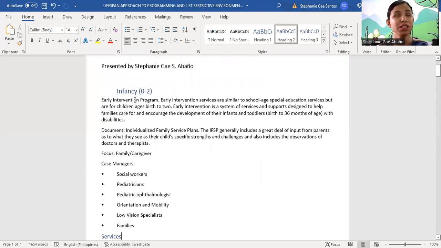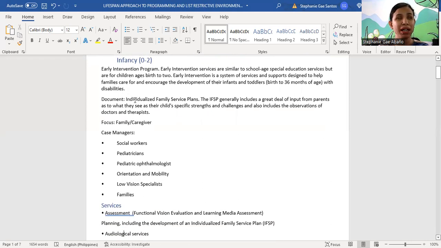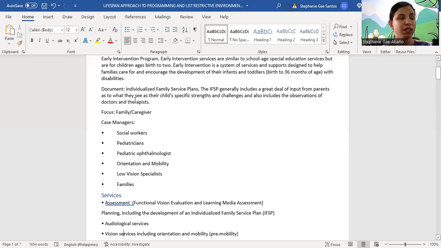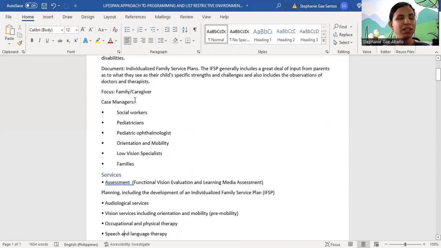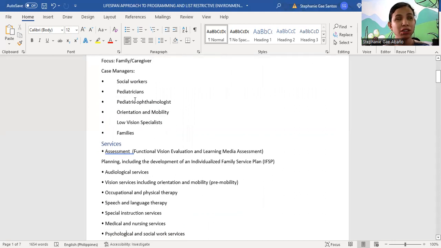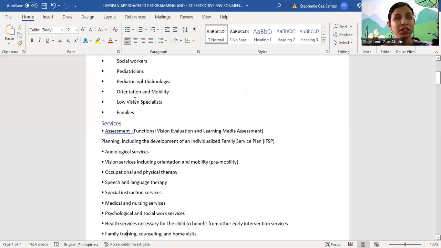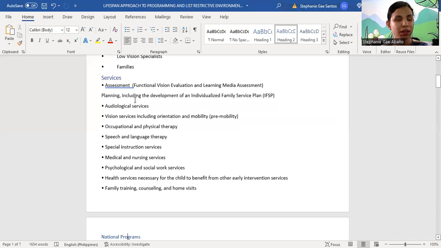What are the services related to this particular program? We have assessments, containing functional vision evaluation and learning media assessment. We also have the planning and development of the IFSP, and audiological services. We have vision services, including orientation and mobility, and occupational and physical therapy if necessary, speech and language therapy, special instruction services, medical and nursing services, psychological and social work services, health services, family trainings, counseling, and home visitation. These are the services under the early intervention program.